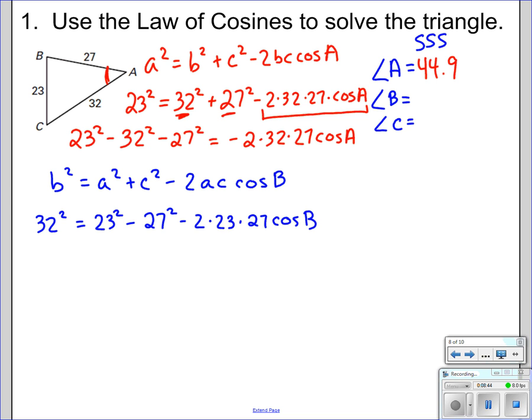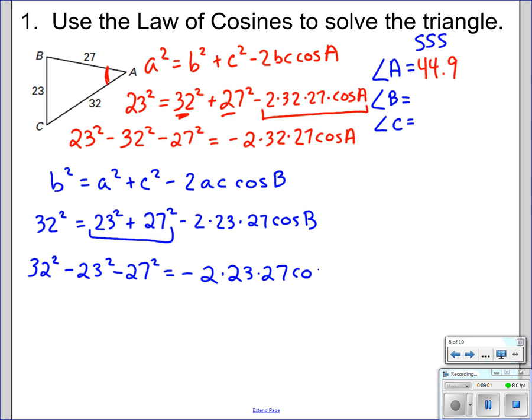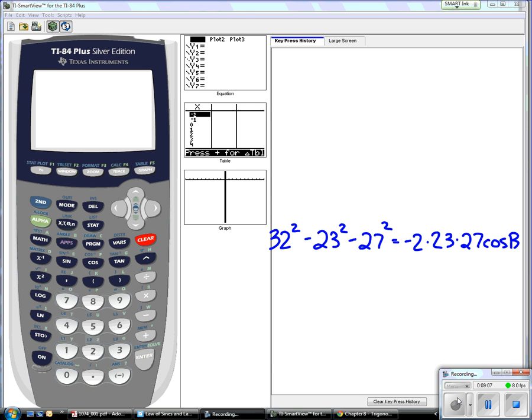cosine of B. Now again, subtract those pieces over. That should be a plus sign. Subtract those pieces over and find what that is, and solve for B. So I'm going to jump again back to our calculator. Okay, so I've written the formula that we need up. Type it in your calculator.